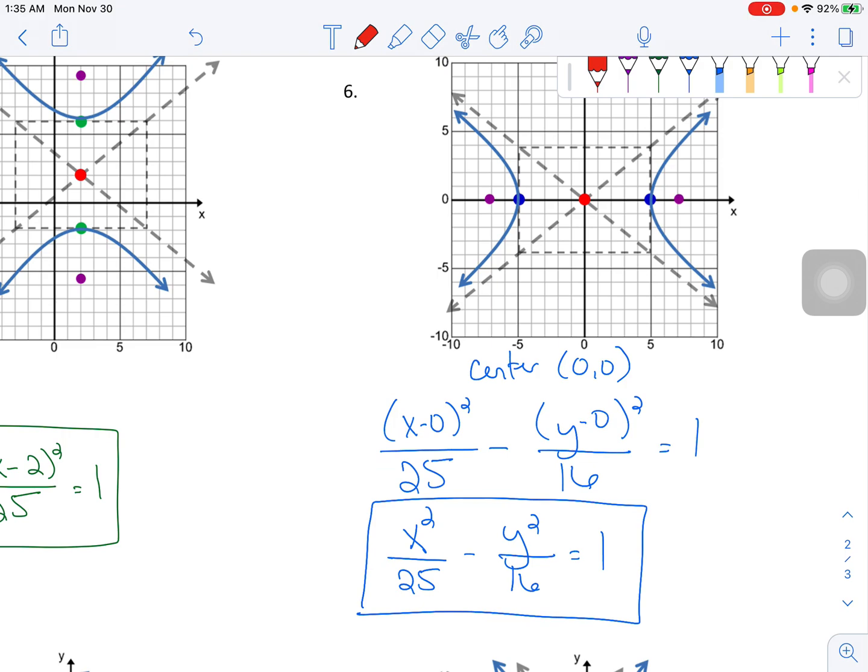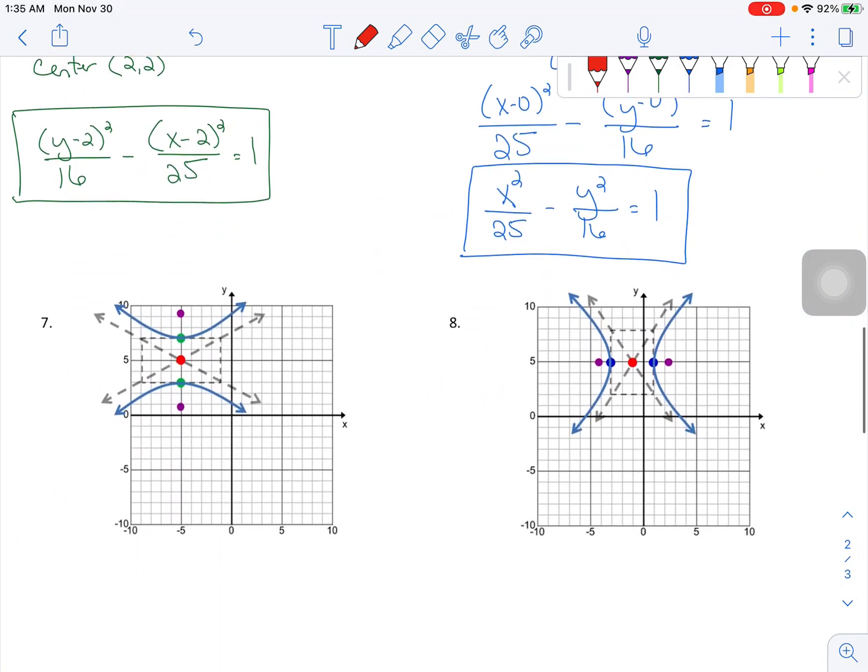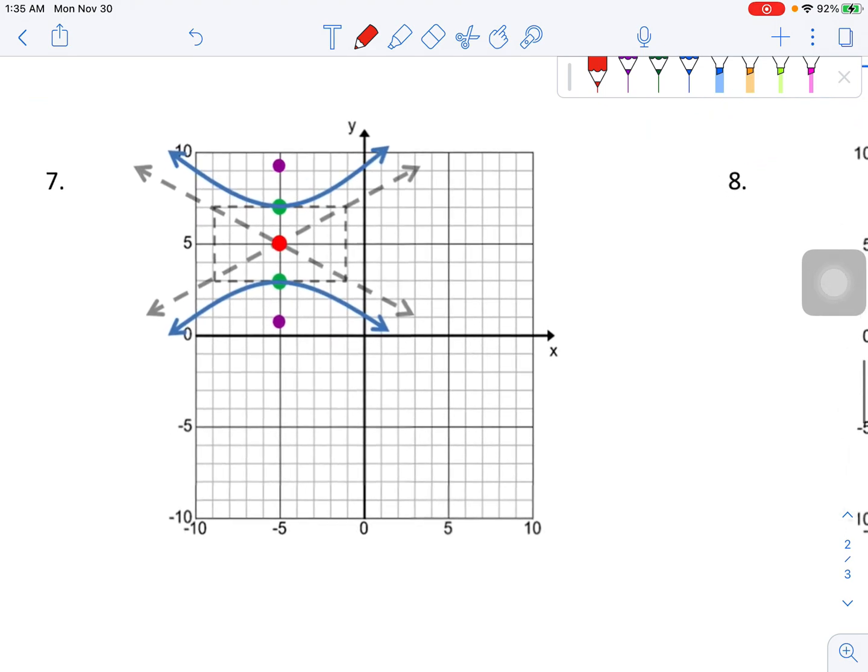These are pretty straightforward. You don't have to worry really about where the foci are or what the asymptotes are. As long as that rectangle is there, you can just count it out. All right, problem number 7.